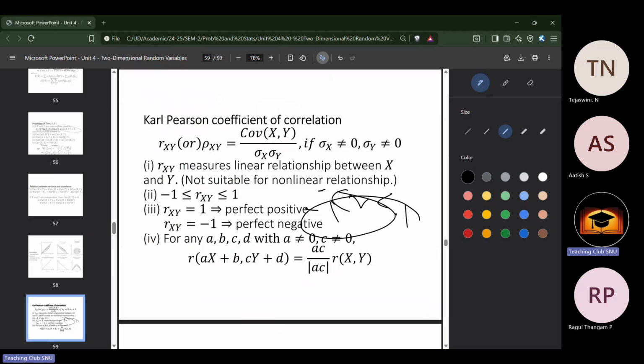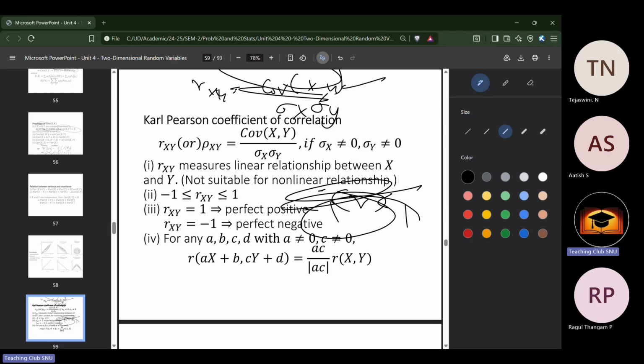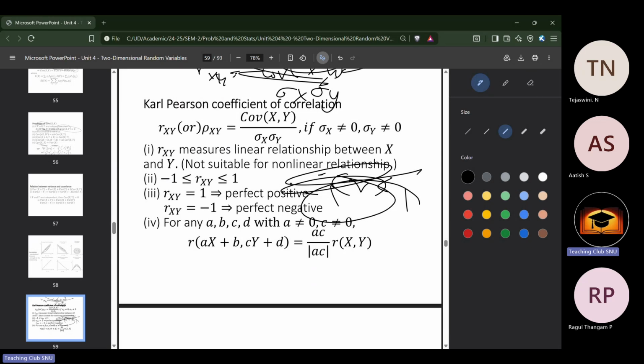Okay, yeah. And how do you find the correlation coefficient? Rxy would be nothing but given by covariance of X comma Y divided by sigma X, sigma Y. Covariance, you just find it using the previous formula. Sigma X, sigma Y are nothing but the standard deviations of random variables X and Y. Okay, beautiful. Next.